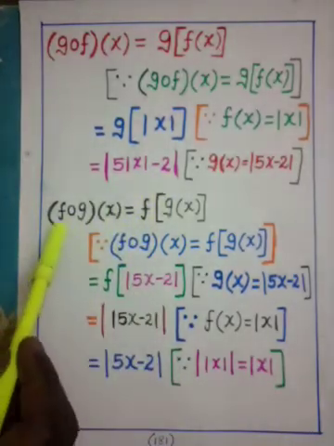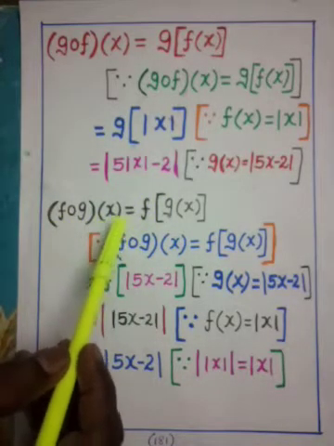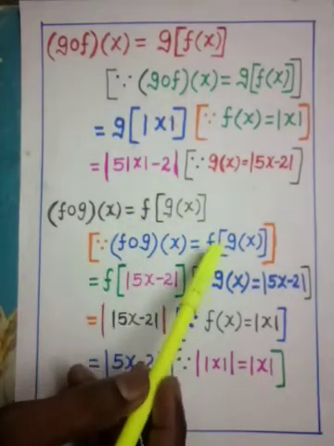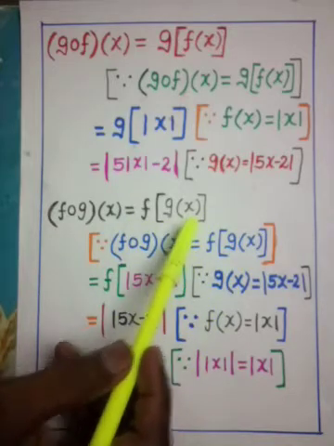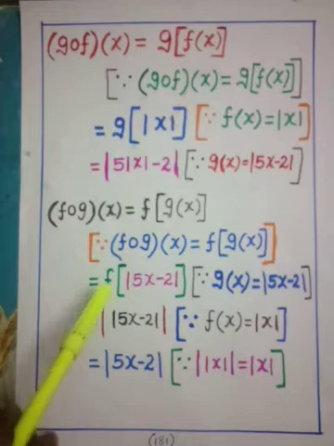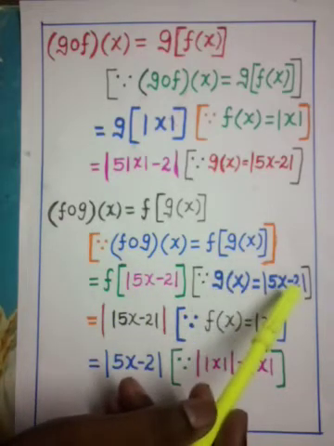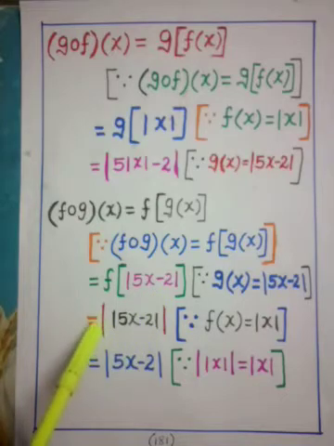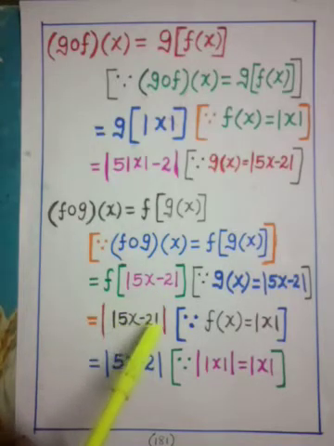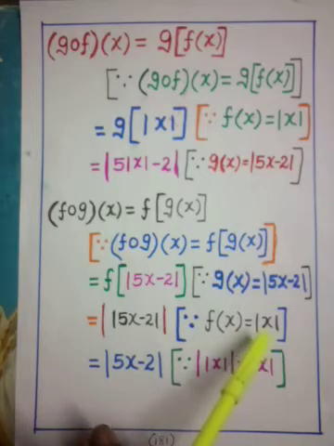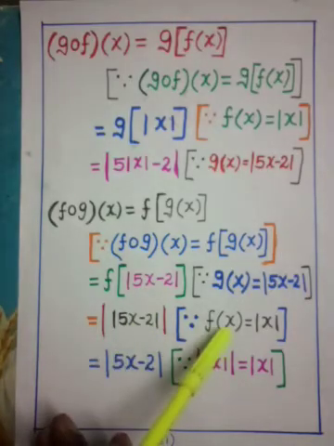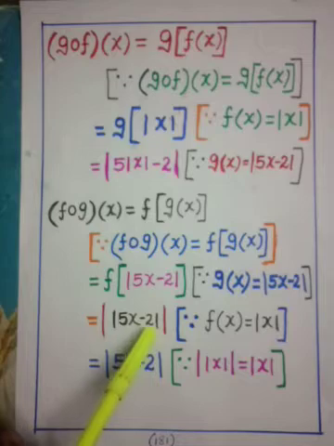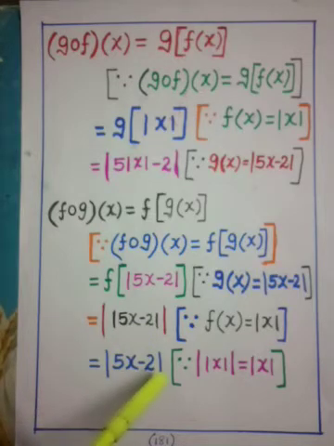Right. Now come to (f∘g)(x), means f(g(x)). By using this definition, (f∘g)(x) is equal to f(g(x)). So we wrote this step. Understood this step, my dear children? Yes. That is equal to f of, what is g(x)? g(x) is equal to |5x − 2|. So I wrote it here. That is equal to ||5x − 2||, because f(x) is equal to |x|. So consider this entire value is x. In that value x we are writing |5x − 2|. Understood? That is equal to |5x − 2|, because ||x|| is equal to |x|. Right.